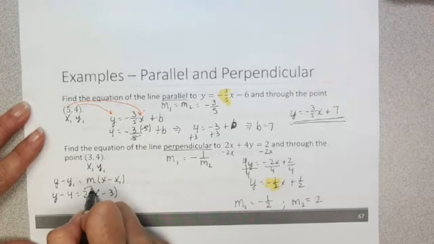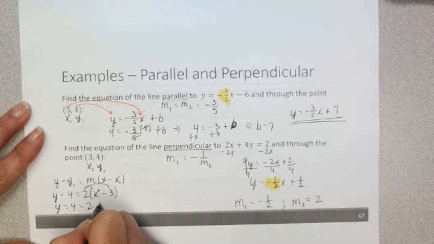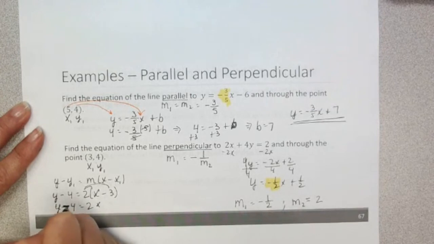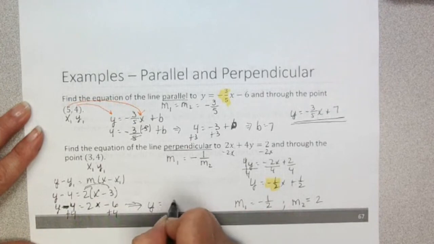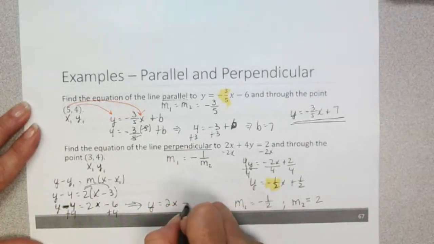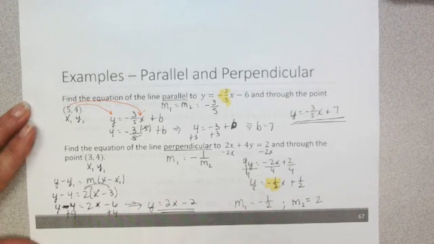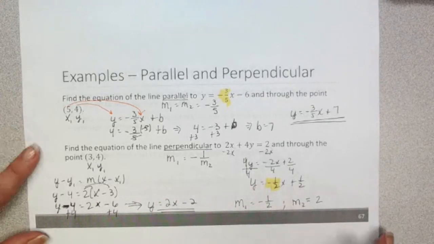Okay, let's simplify. Distribute that 2. So y minus 4 equals 2, oops, that's minus, sorry. y minus 4 equals 2x minus 2 times 3, or 2x minus 6. Now we'll just add that 4 to both sides, and we'll see that y equals 2x, and then negative 6 plus 4 is going to be minus 2. There's the equation of the perpendicular line to 2x plus 4y equals 2.